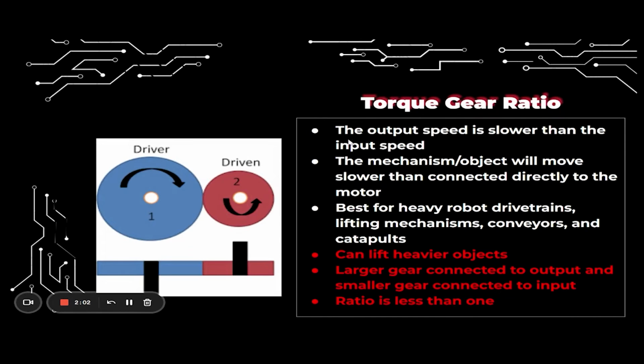Next up, we got a torque gear ratio, where the output speed is slower than the input speed, and the mechanism or object will move slower than connected directly to the motor. It's best for heavy robot drivetrains, lifting mechanisms like a 4-bar, conveyors, and catapults. It can lift heavier objects but will move slower. The larger gear is connected to the output, and the smaller gear is connected to the input. And the ratio is going to be less than 1. The ratio would be like 1/5, 1/2, 3/4, 5/8, something of that type.